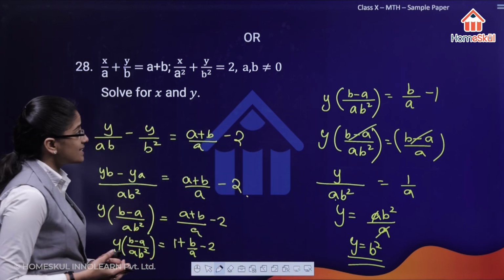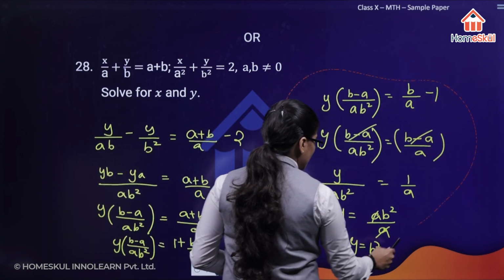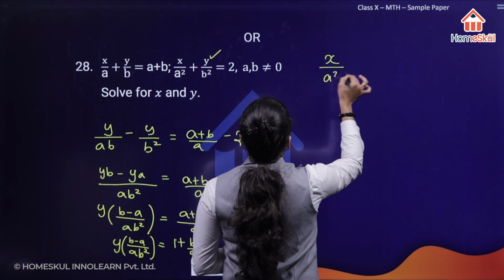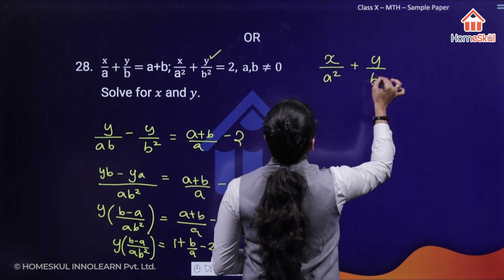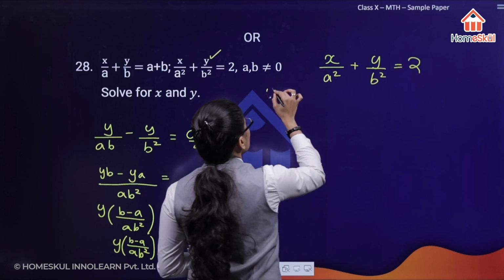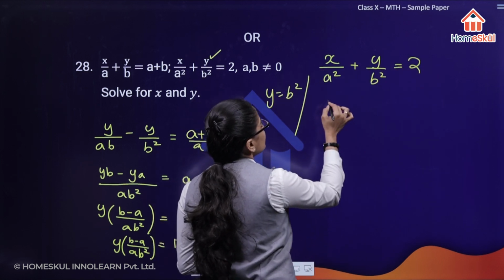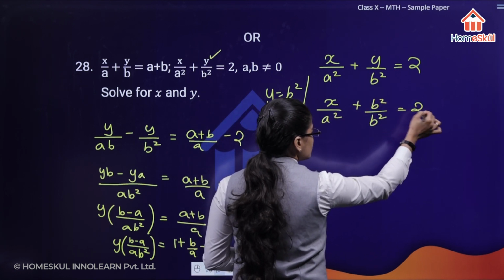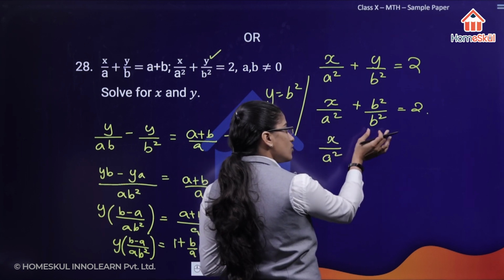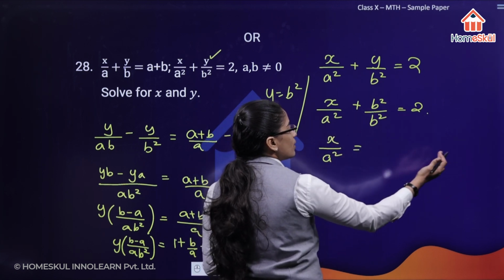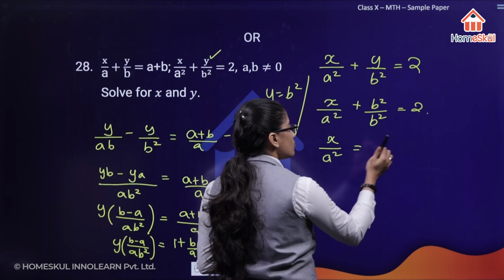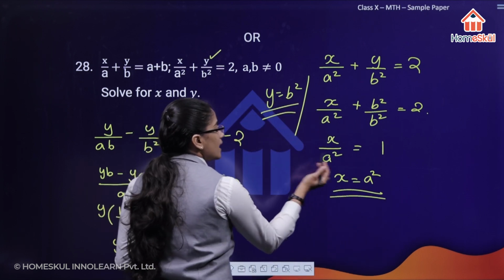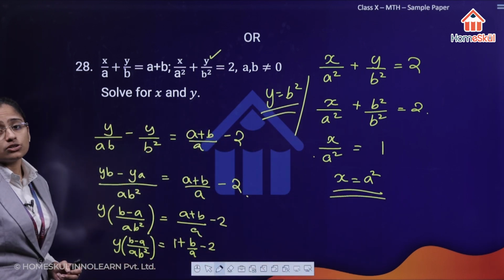Then what is the value of x? Substituting y is equal to b square in the equation y by b square is equal to 2, we will be getting x by a square plus b square by b square is equal to 2. That is x by a square is equal to 2 minus b square by b square, which is 1. What is 2 minus 1? It is 1, which means x is equal to a square. Right? So, we are getting x is equal to a square and y is equal to b square.